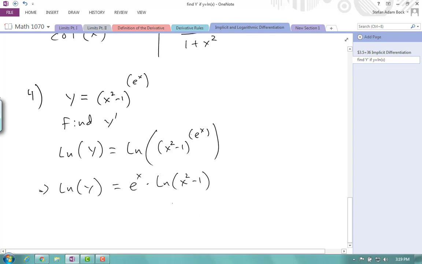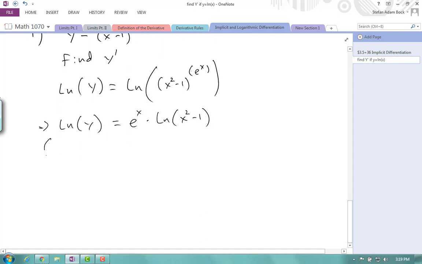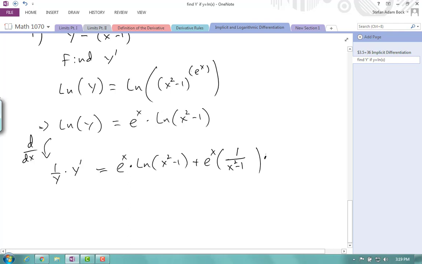And this I can take a derivative of easily now, because the derivative of the natural log of y is 1 over y times y prime. Over here we have a product. The derivative of e to the x is e to the x times the natural log of x squared minus 1, plus e to the x times the derivative of x squared minus 1, which would be 1 over x squared minus 1 multiplied by, from the chain rule, a 2x.